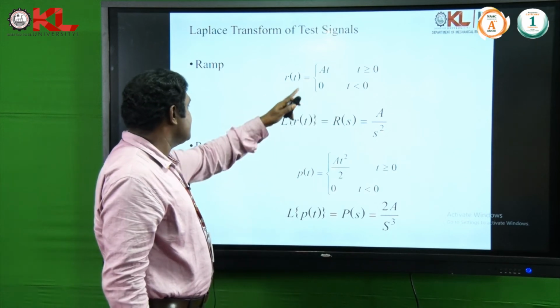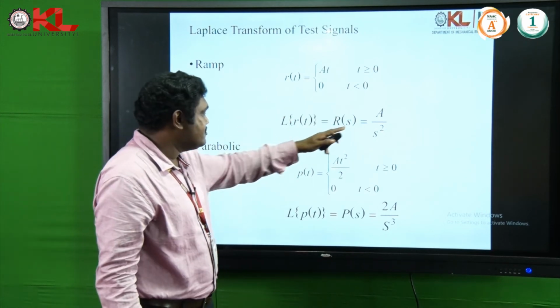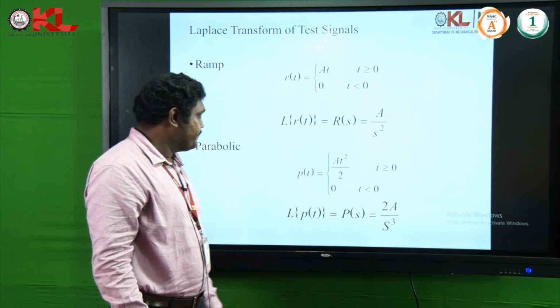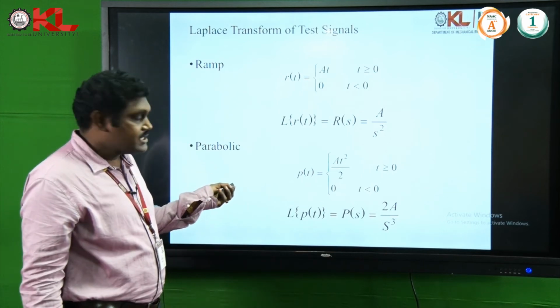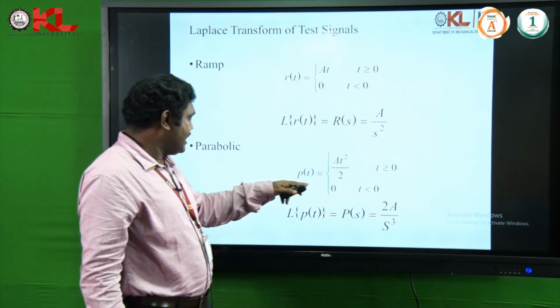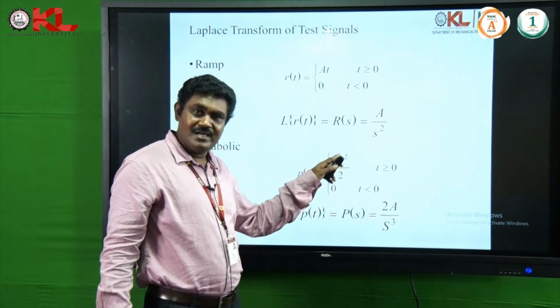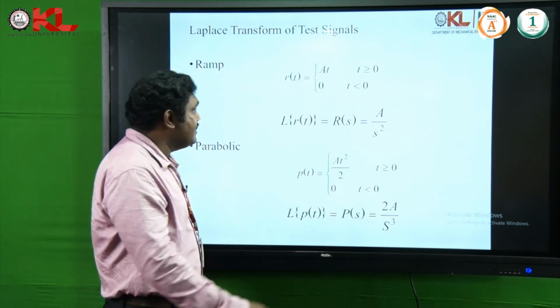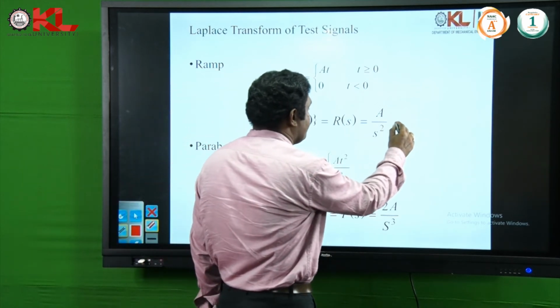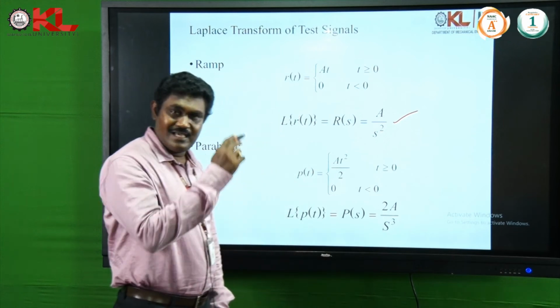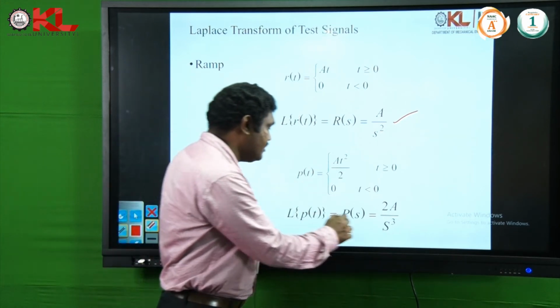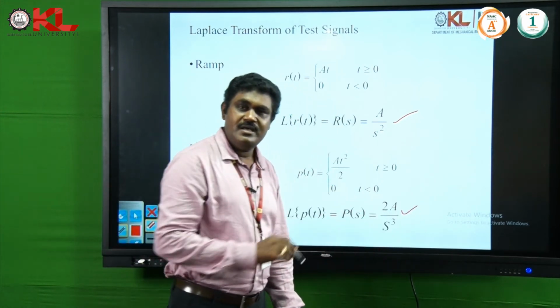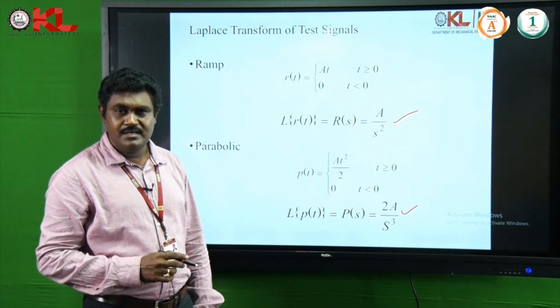So, the Laplace transformation of the ramp equation is obtained as A by S square. And similarly, for the parabolic, the equation is p of t equal to A t square by 2, and the Laplace transformation is 2A by S cube. So, for the ramp, the Laplace transformation is A by S square, and for parabolic it is 2A by S cube.